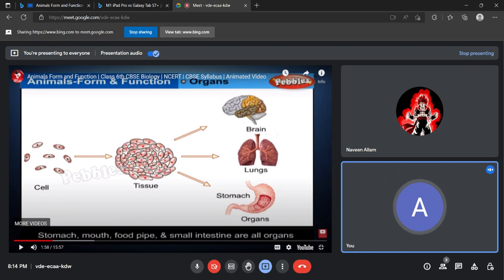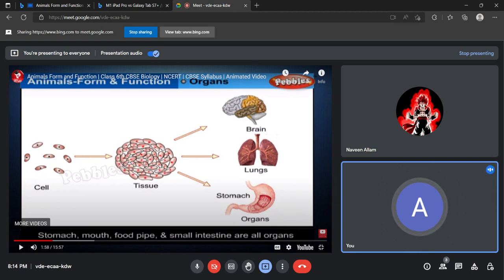Now we have to understand that these cells for different organs are different. Your brain cell will be different from your heart cell or your lung cell or your stomach cell. So different organs are made up of different types of cells.